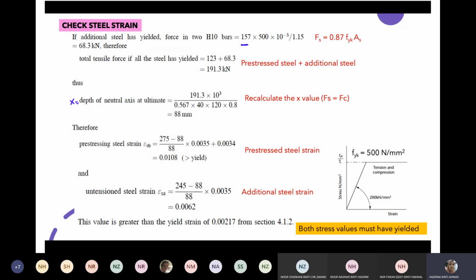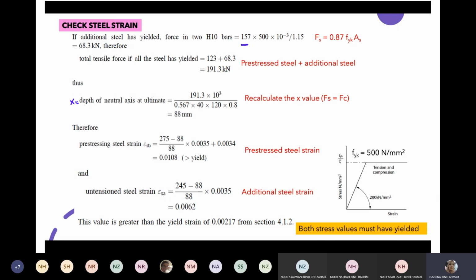Therefore, the pre-stressing steel strain is equal to 275 minus 88. This 275 is the d value, and this 88 is the x value. Multiply with 0.0035, plus 0.0034, which is the pre-strain value.